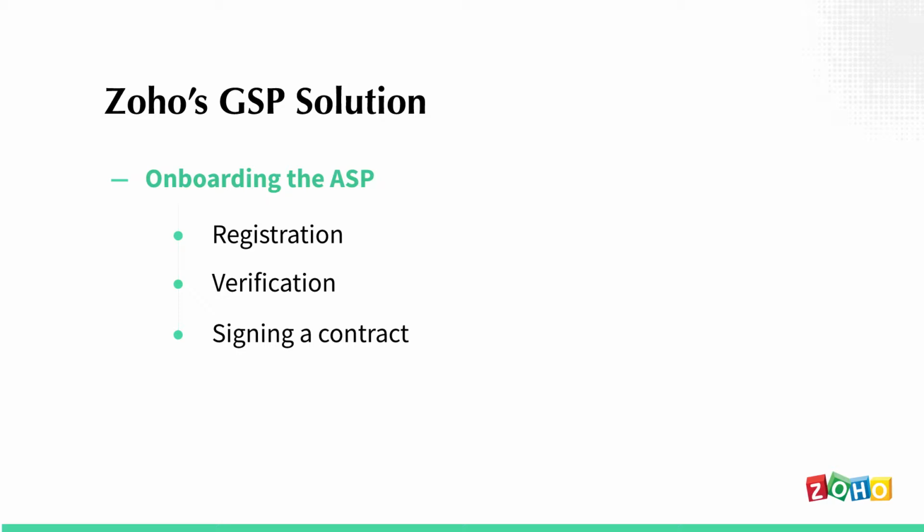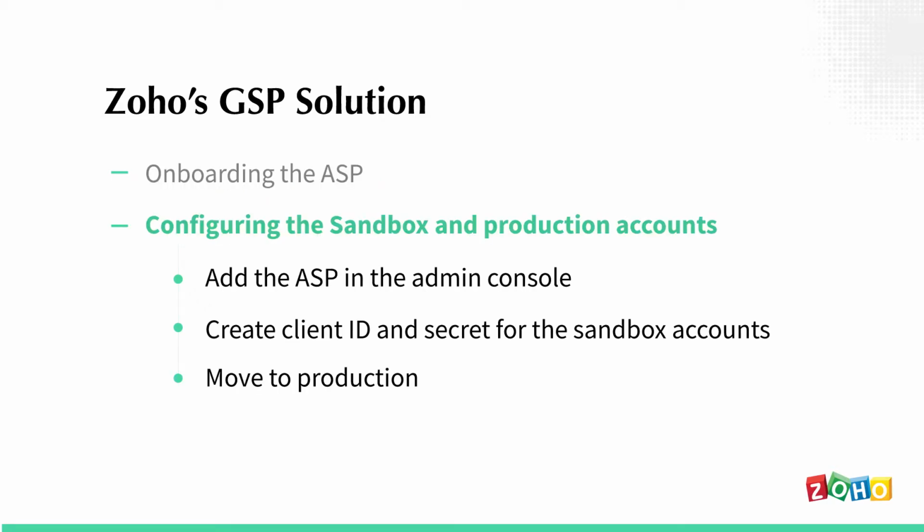Then, the ASP has to sign up as a user in Zoho. Now we'll add the ASP in our admin console and create the client ID and secret for the sandbox account for the ASP to communicate with Zoho GSP sandbox environment. Once the ASP has tested all the APIs, we'll then be moving the ASP to the production environment.